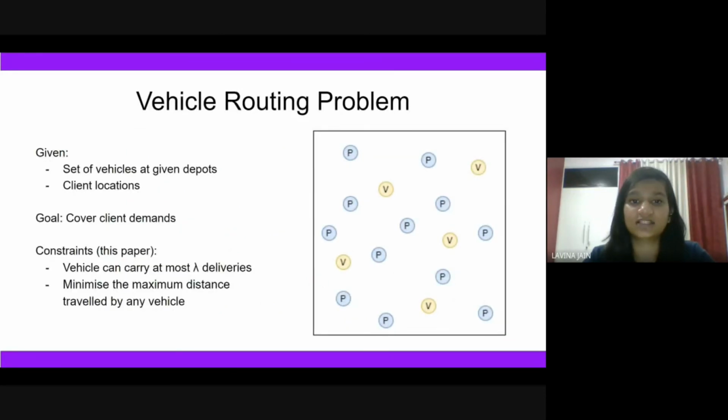Similar setting arises in vehicle routing problem. Suppose we are given a set of vehicles initially located at a given set of depots. The goal is to find a tour for each of those vehicles, each starting and ending at their respective depots so as to cover client demands at various locations. One of the most popular objectives is to minimize the maximum distance traveled by any vehicle, also known as the makespan of the solution.